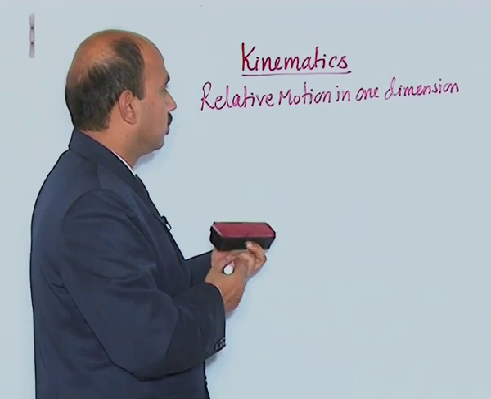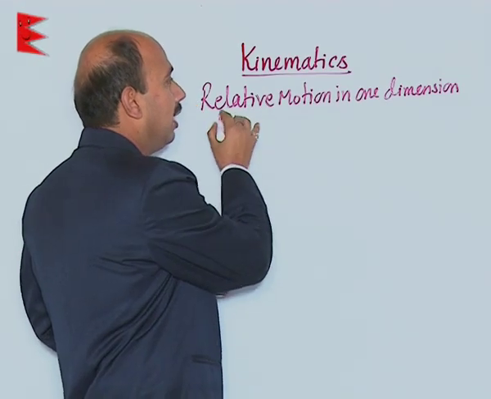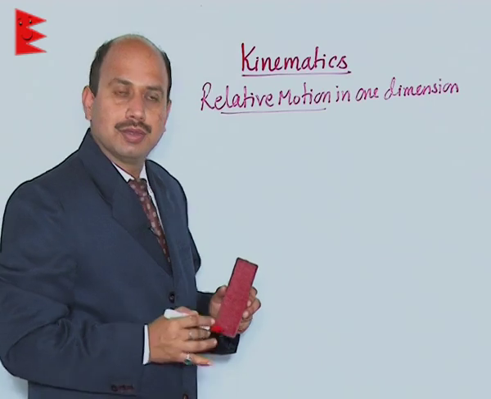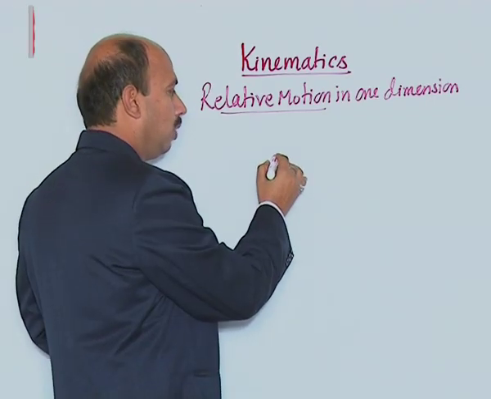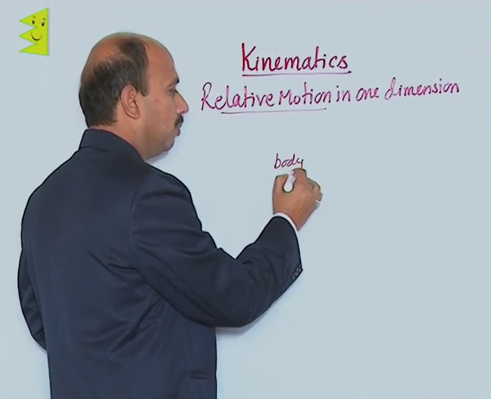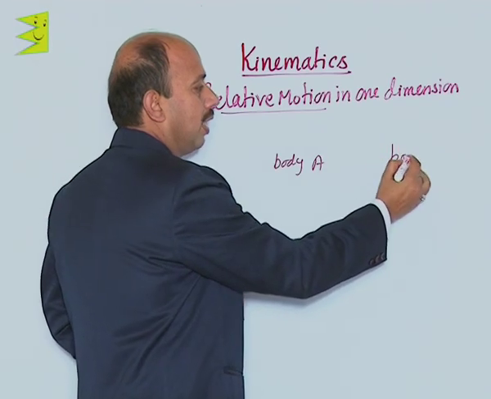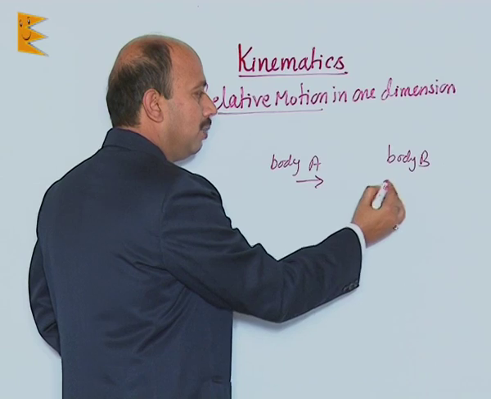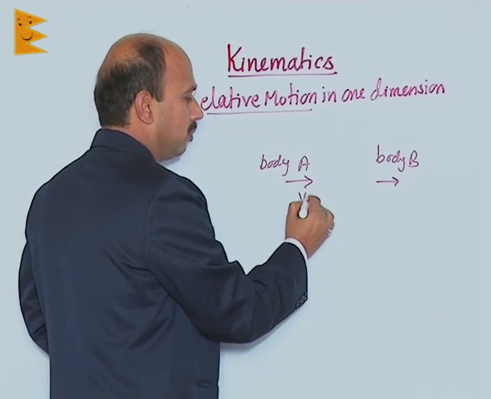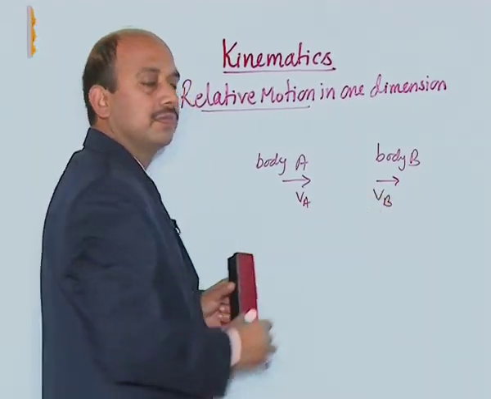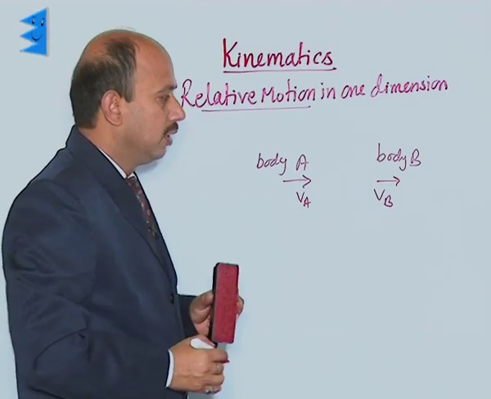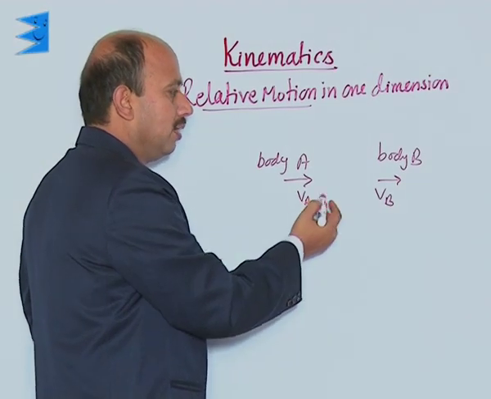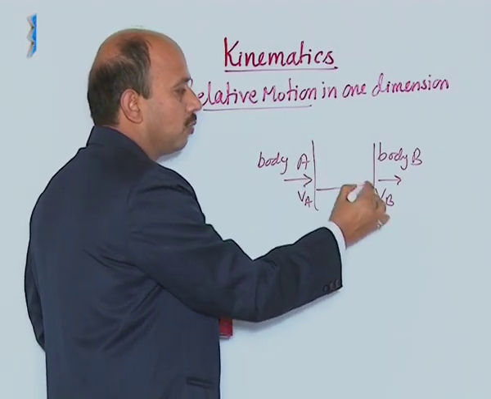See here, relative motion. What is this relative motion actually? What does it mean? Suppose you have got one body over here, that is body A, and here is another body B. Both are moving in the same direction with certain speeds, suppose VA and VB. Suppose VB is greater than VA, so the separation between them keeps on increasing.